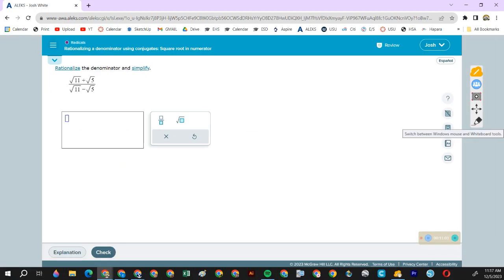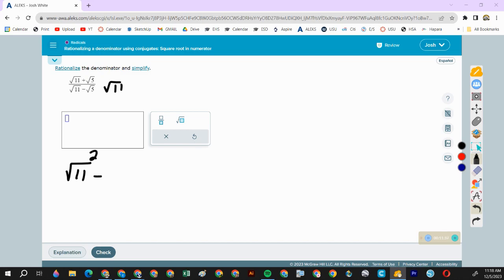Okay. This is tricky. I have a radical in the denominator, but I also have a constant, or I actually have 2 radicals in the denominator in this case. So if I times the bottom by root 11, is that going to get rid of all of my radicals in the denominator? No, it'll get rid of one of them. So I would get root 11 squared minus root 55. And this would go away.